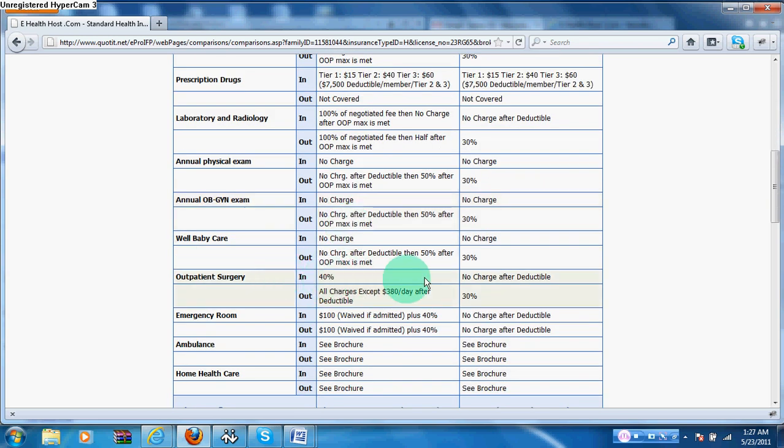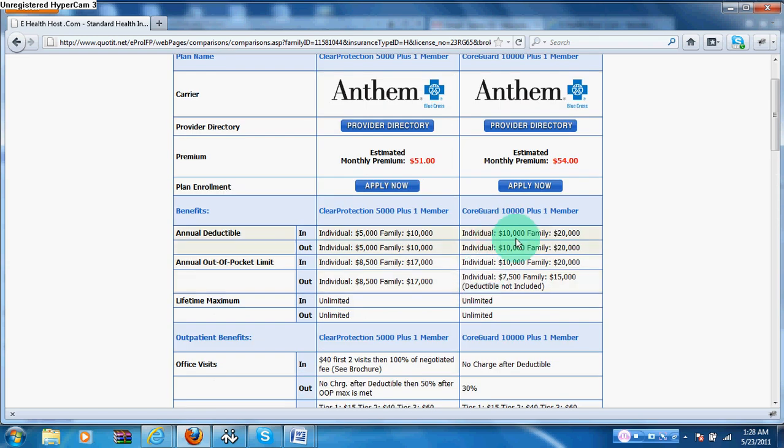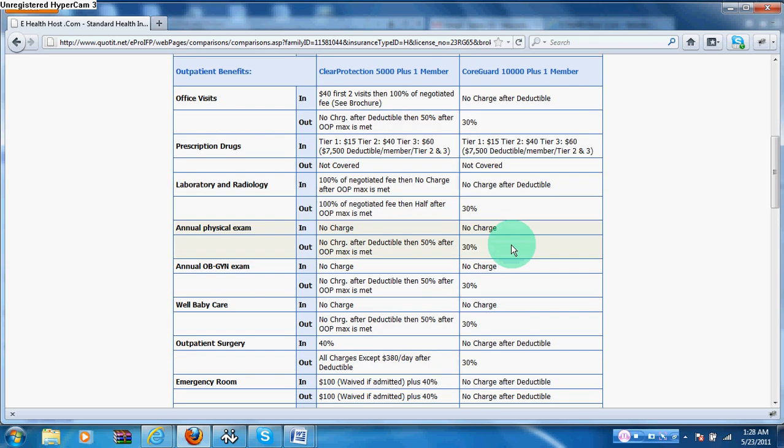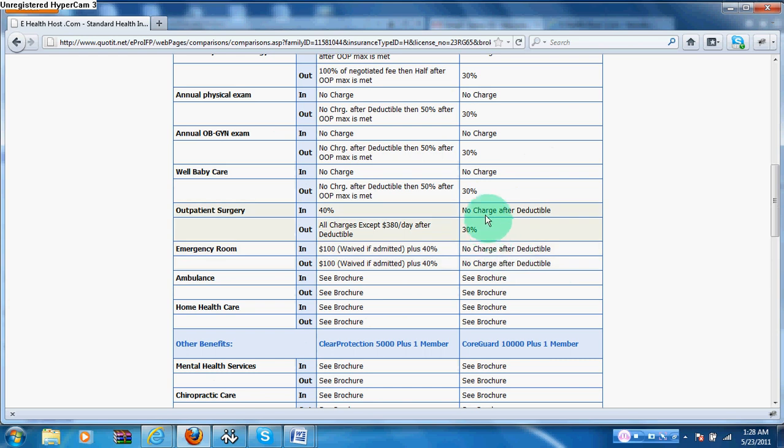This one here just says no charge after you meet the deductible. And that just tells me the co-insurance is 0%. Because once you pay that $10,000, that's all you have to pay, and your medical expenses will be completely paid for. As you can see, no charge after deductible. Out of network, a little bit complicated, but all charges except 30% after the deductible. Here you pay 30% if you go outside the network, so stay within your network, please.